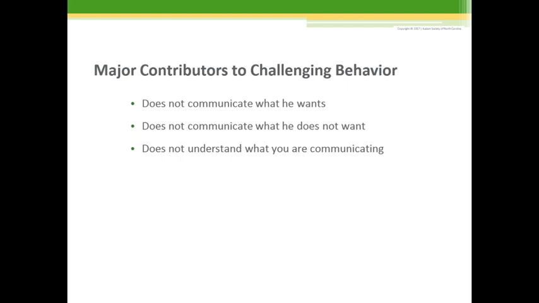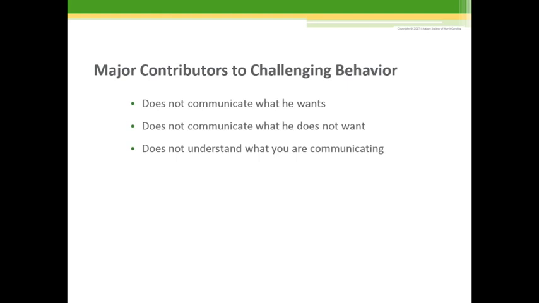that we consider how difficult some areas of communication are for individuals with autism. Some of the key contributors are that the individual may not be able to communicate what he wants, may not have functional ways to express his or her wants and needs. Or even if he or she does have verbal language, it may not mean that he or she can convey those wants and needs appropriately, or may not be able to initiate communication around his wants and needs when he needs to. We also see that another contributor to challenging behavior is that some with autism don't have functional ways to communicate what they don't want.